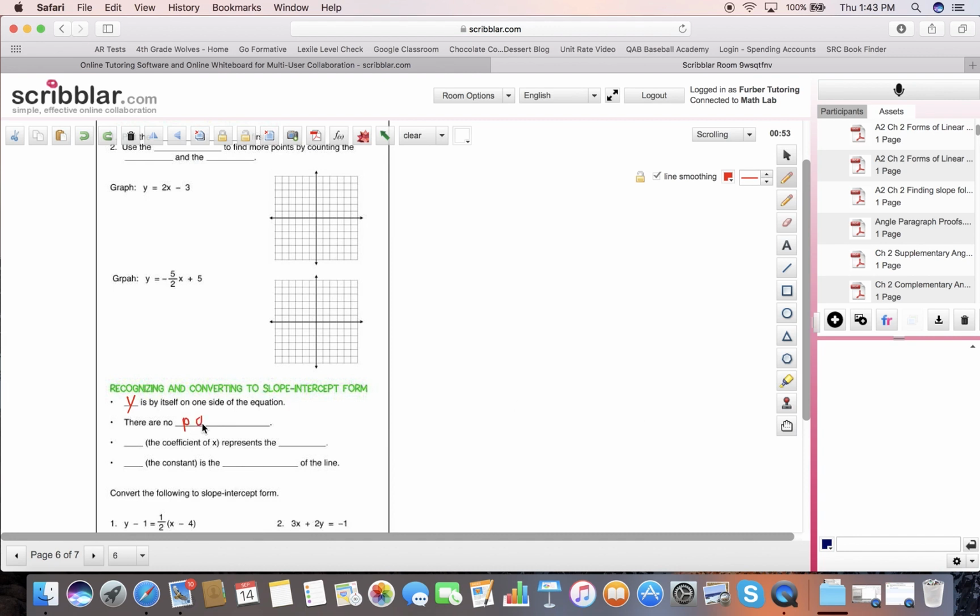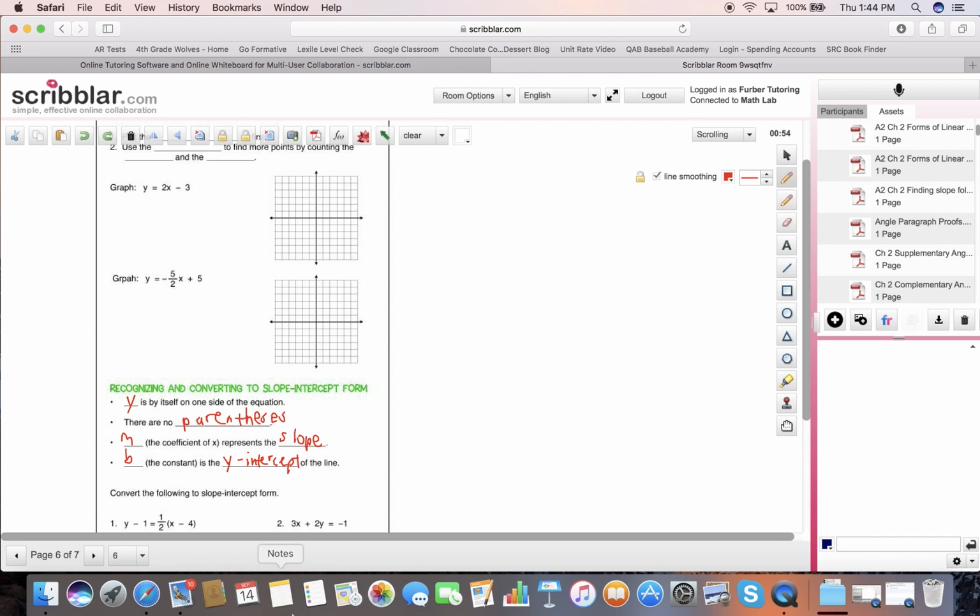There are also no parentheses. Parentheses are only on point-slope form. Okay? Now, the other variables in the equation, the m and the b, stand for something. The m stands for the same thing that it did in point-slope form. It's the coefficient of x, m, and that always represents the slope. And then the other variable is b. The b is a constant term, which means there's no variable with it, it's just a number. And that number represents the y-intercept of a line, meaning that if you were to graph it, it's the place where the line crosses the y-axis. Okay? That's what it represents.